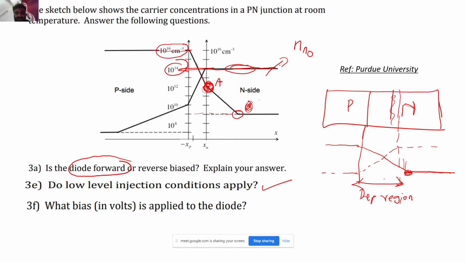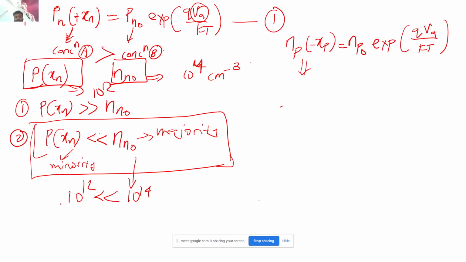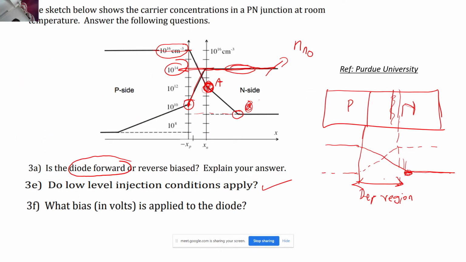At minus XP, this is my electron concentration. The value is 10 to the power 10, correct? So here it is 10 to the power 10. Now what is the value of NP naught? I have to see the value of NP naught, correct? So these are the electron concentrations. They are decreasing again, and they became constant, correct? So this is 10 to the power 7.